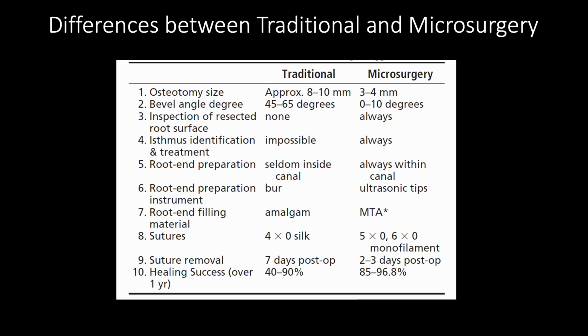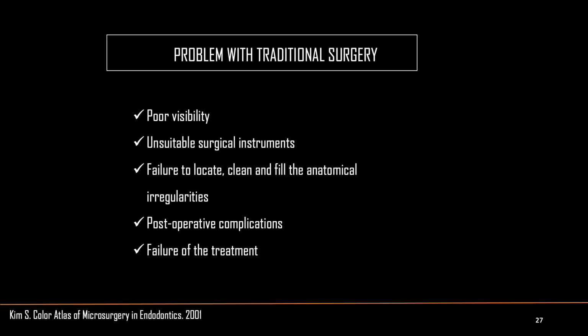The preferred root end filling material is amalgam in traditional surgery and MTA in microsurgery. Sutures as fine as 5-0 to 6-0 monofilament can be used in microsurgery. Suture removal can be done 2 to 3 days post-op in microsurgery, whereas it requires 7 days post-op for traditional surgery. And the healing success, which is a very important part of endosurgery, is very high with microsurgery. It's close to 96.8%, whereas it's only 90% in traditional endosurgery.